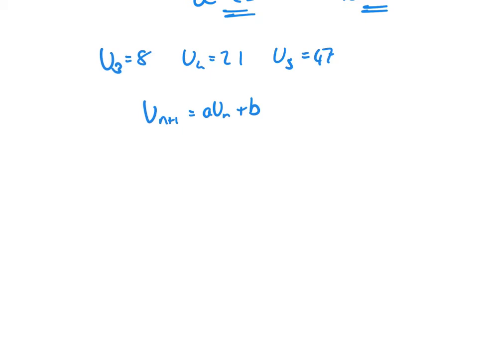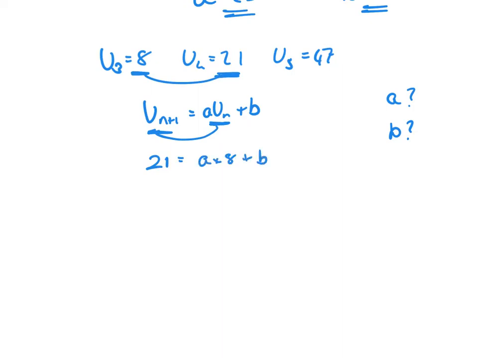This time I've got u3 is equal to 8, u4 is equal to 21, and u5 is equal to 47. The question says a recurrence relation is defined by u_(n+1) = a·u_n + b. In each case, find A and B. Okay, so subsequent to u_n is u_(n+1). So subsequent to 8 is 21. So it'll be 21 equals A times 8 plus B.